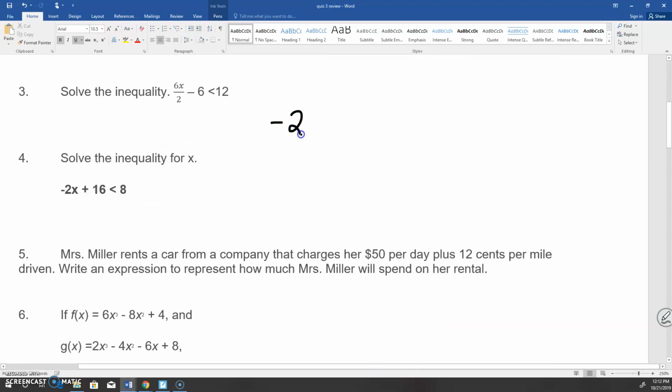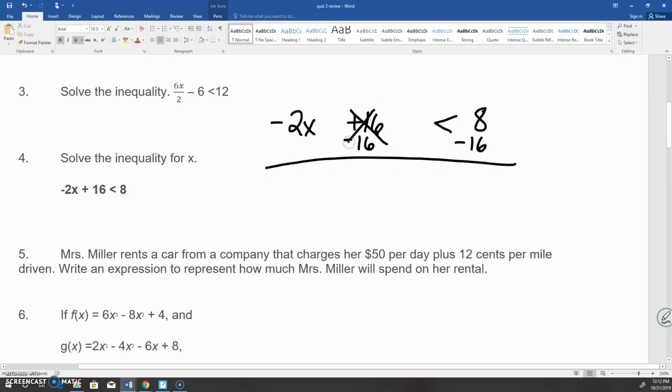Number 4 says negative 2 times x plus 16 is less than 8. I want to get rid of 16 first, right? Because it's the number without a letter. How do I get rid of 16? So you're left with negative 2 times x less than negative 8. I have a negative number with my letter. Anytime I have a negative number with my letter, what do I know is going to happen to that sign? Okay, let's flip it. So this is negative 2 times x. So I say divide by negative 2, divide by negative 2. X, flip your sign, 4.